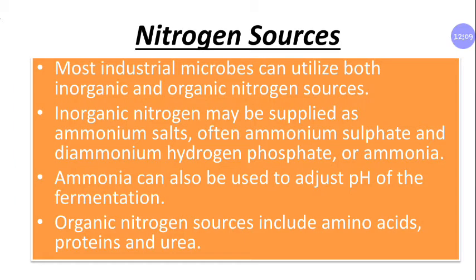Nitrogen sources. Most industrial microbes can utilize both inorganic as well as organic nitrogen sources. In this, inorganic nitrogen can be supplied as ammonium salts, mostly ammonium sulfate and diammonium hydrogen phosphate, or ammonia. Ammonia can also be used to adjust the pH of the fermentation. Organic nitrogen sources include amino acids, proteins, and urea.